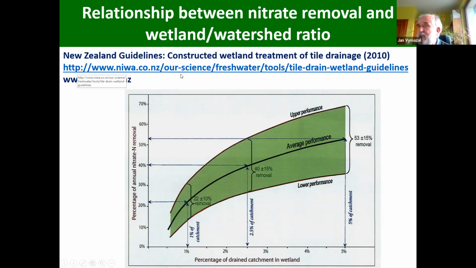And here is the link which could be used, and you can freely access these very nice and very detailed guidelines on how to design, build, and operate constructed wetlands for agricultural drainage.